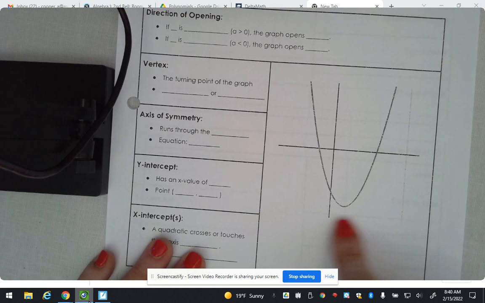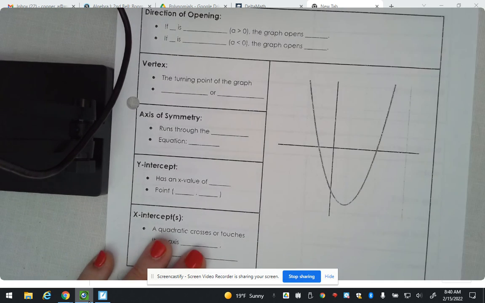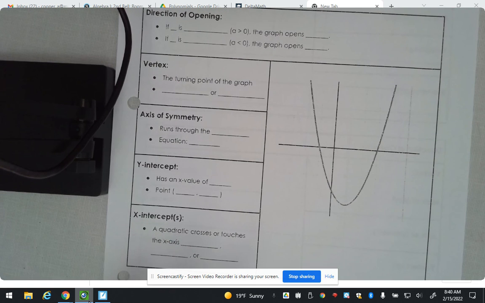Have some of you seen this shape before? You should have, right? This shouldn't look crazy, but some of you might not know all the pieces of it, and that's what I'm doing today, okay? This is called a parabola.